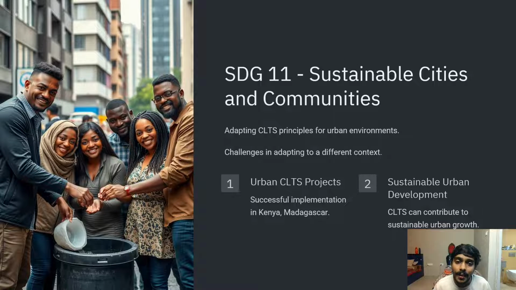Up next, we have SDG 11, which is sustainable cities and communities. This is about adapting CLTS principles for urban environment challenges, adapting it to a different context. Currently, as it stands, we have successful implementation of CLTS in Kenya and Madagascar. It also helps in sustainable urban development, where CLTS can contribute to sustainable urban growth. And it is easy to see why, because if you look at 150 years ago, sanitation was actually a really big problem in some of the world's biggest cities like London. So it will definitely help in developing sustainable cities and communities.